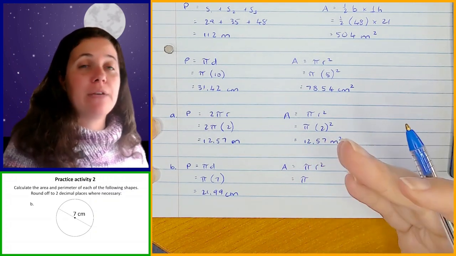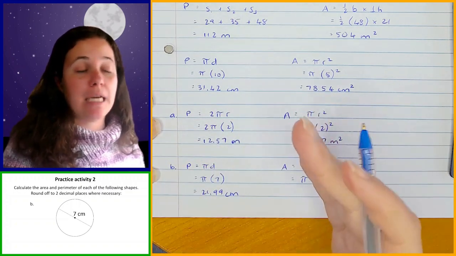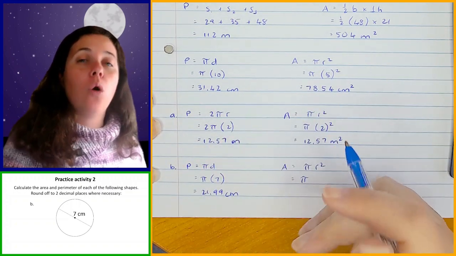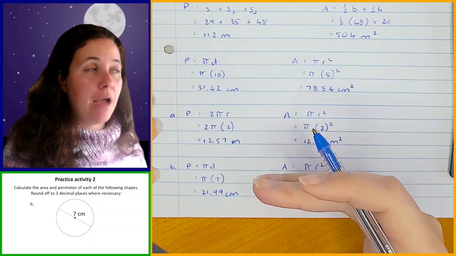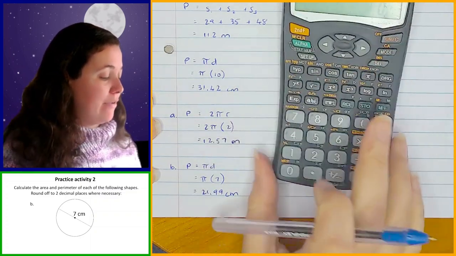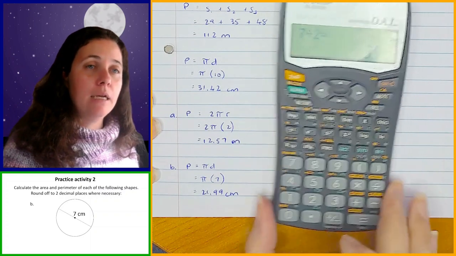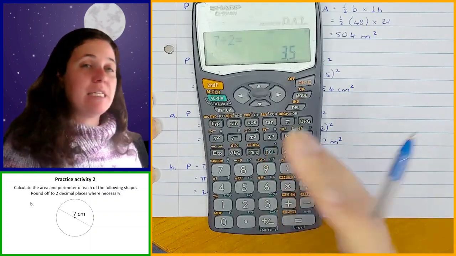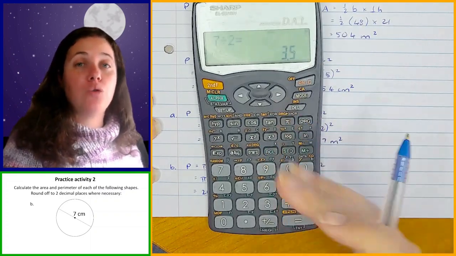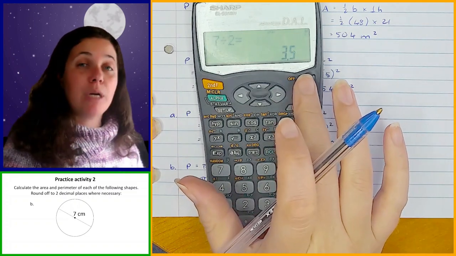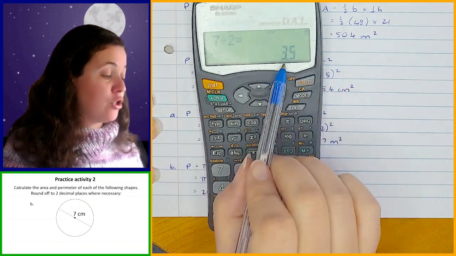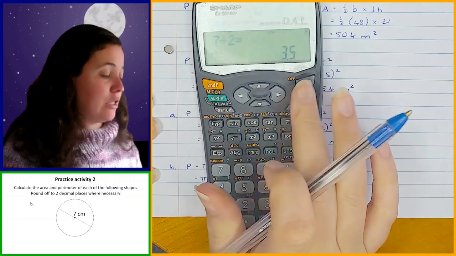So half of 7, I could write this in one of two ways. I can write it as 7 over 2, or I can write it as 3.5. Either way, it doesn't matter. If I just say 7 divided by 2, I get 3.5. Or you can write it as 7 over 2, because writing it over 2 is the same as dividing it by 2. It doesn't matter which way you do it. I prefer to type it like this, because it's just easier to type into the calculator.